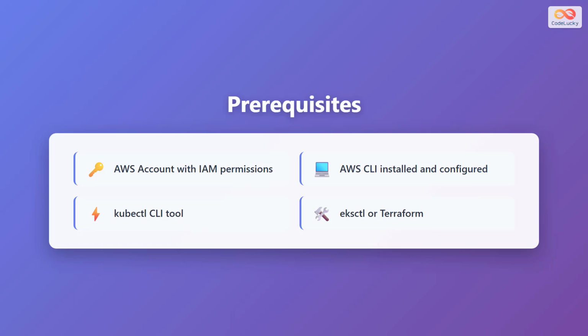Before we create an EKS cluster, let's review what you'll need. First, you need an AWS account with appropriate IAM permissions to create and manage EKS resources. Second, install and configure the AWS command line interface, or AWS CLI, on your local machine. Third, you'll need the kubectl command line tool to interact with your Kubernetes cluster. And finally, you should have either eksctl or Terraform installed, depending on which provisioning method you prefer to use.